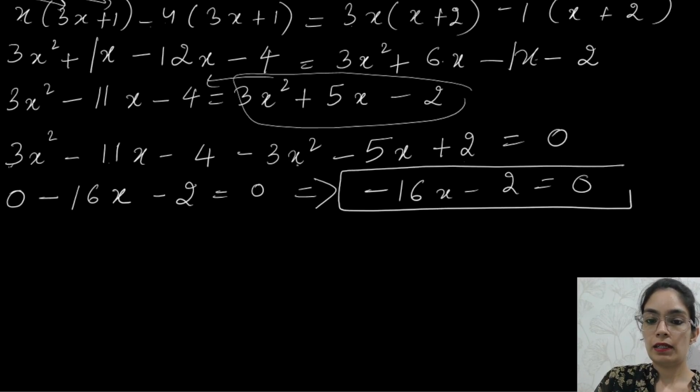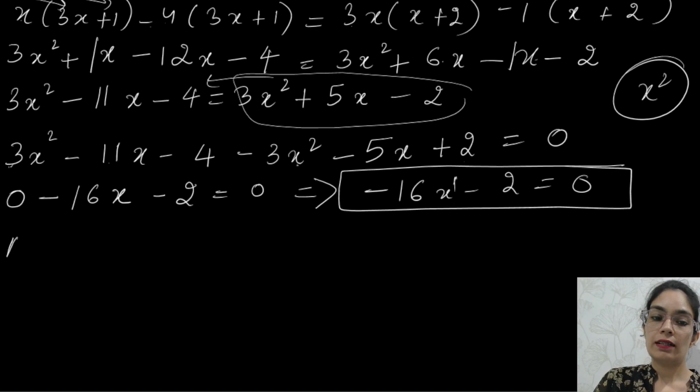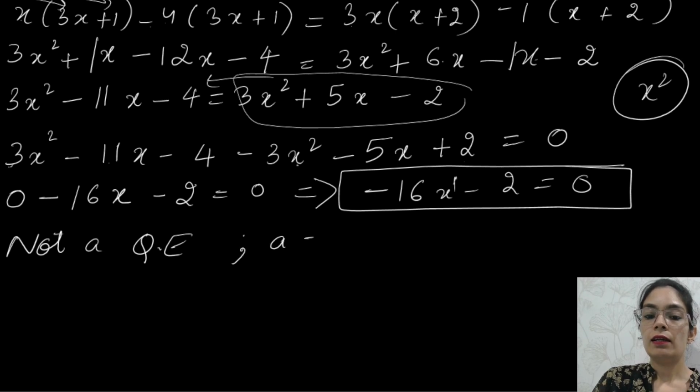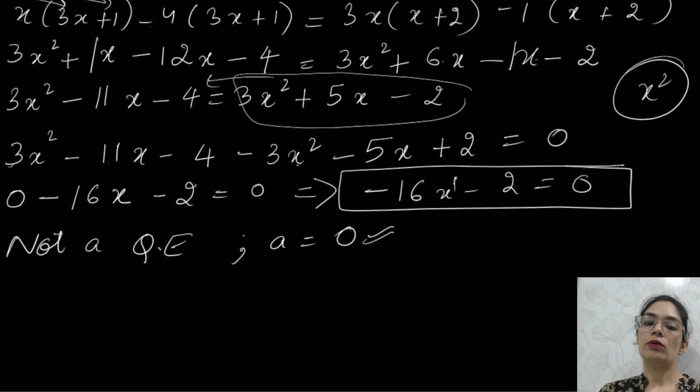If we compare it with the standard form, first of all we can see the x square term is not there. Highest degree of the variable is 1. So which means it is not a quadratic equation, because here the value of a became equal to 0. And b and c we got, but if a is equal to 0, I have already told you, then the particular equation will not be a quadratic equation.